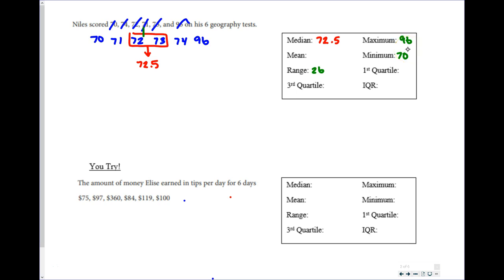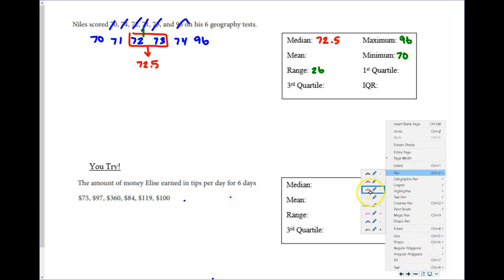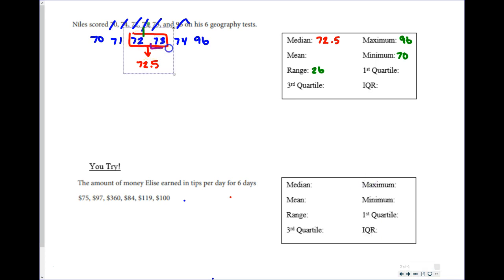I'm going to find my quartiles. This is just like your box and whisker plots. So this is my first set. This is my second set. So this 71 is my Q1 and 74 is my Q3. So first quartile 71, third quartile 74. My IQR is 3 because 74 minus 71 is 3.